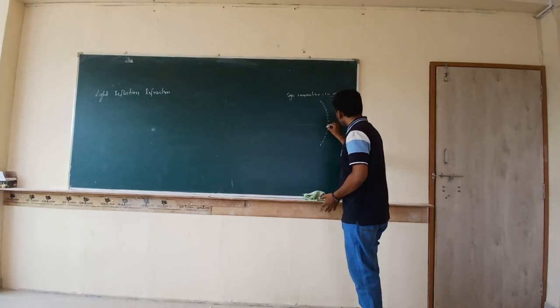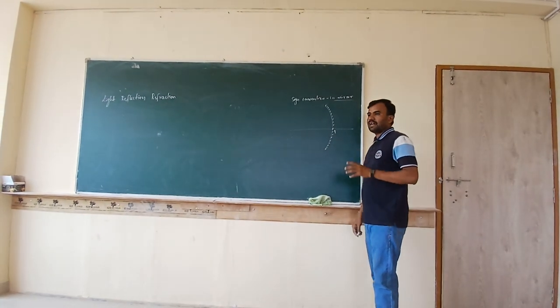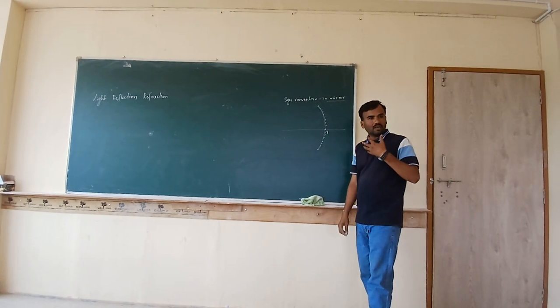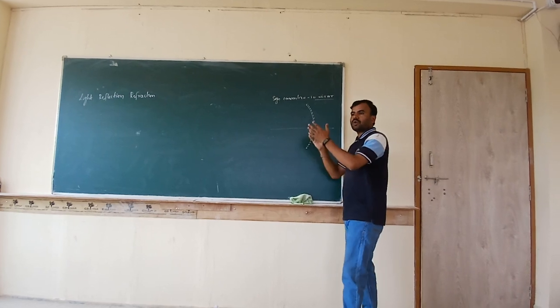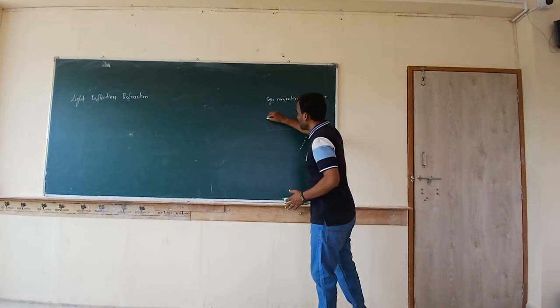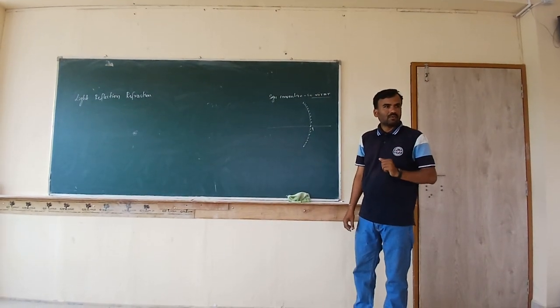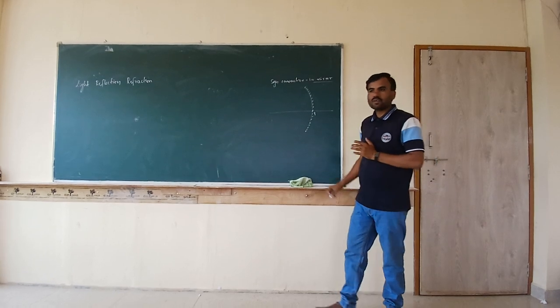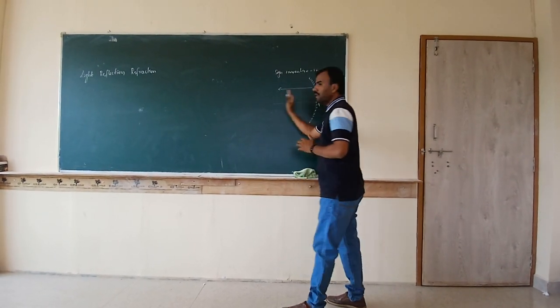And here the center is known as the pole. Got it? Now, as per the sign convention rules, whatever you are keeping as the object, you must keep it in front of the mirror. Yes or no? That is the first one. Where you have to keep the object? You have to keep the object in front of the mirror.